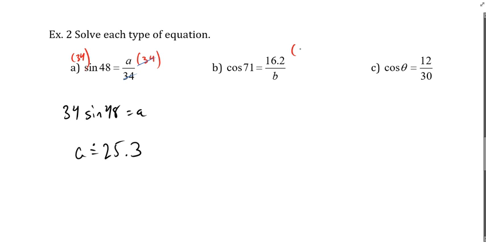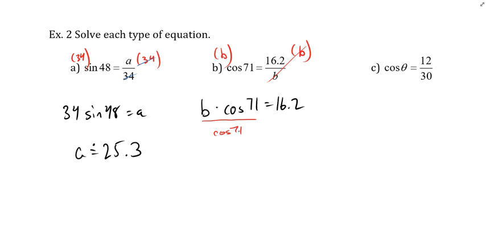I'm going to multiply both sides by b because I don't want it on the bottom. And in other cases, we flipped both sides, but it's not really going to work here because we only have 1 fraction. So I'm going to multiply both sides by b, and that's going to cancel out there. And I'm going to end up with b times cosine of 71 equals 16.2. And then I'm going to divide both sides by cos of 71. This is a little bit weird, but cos 71 is a number altogether.